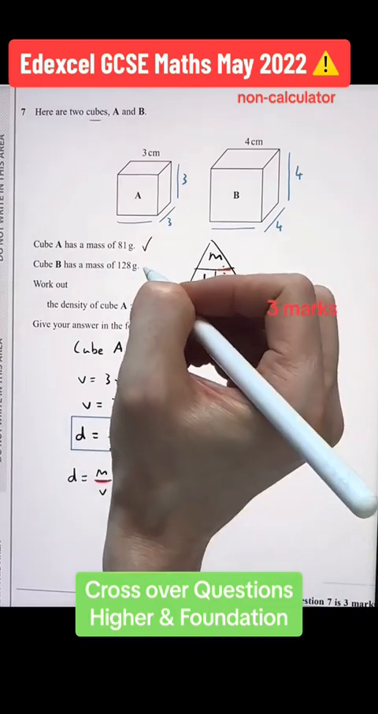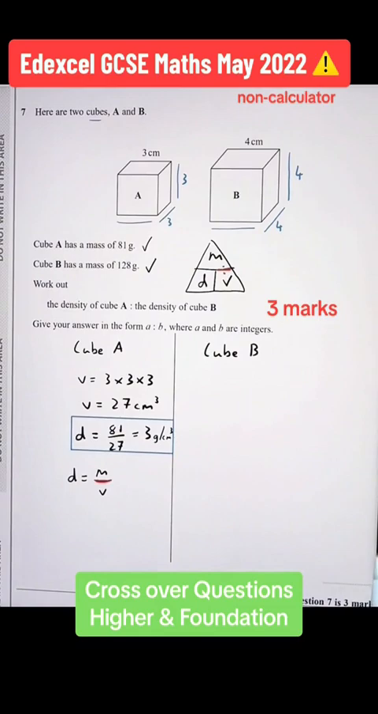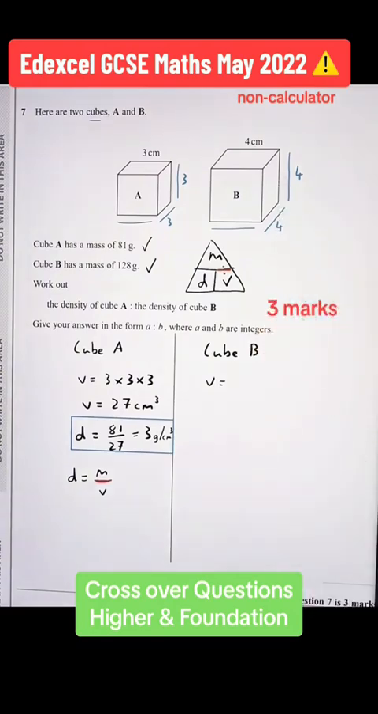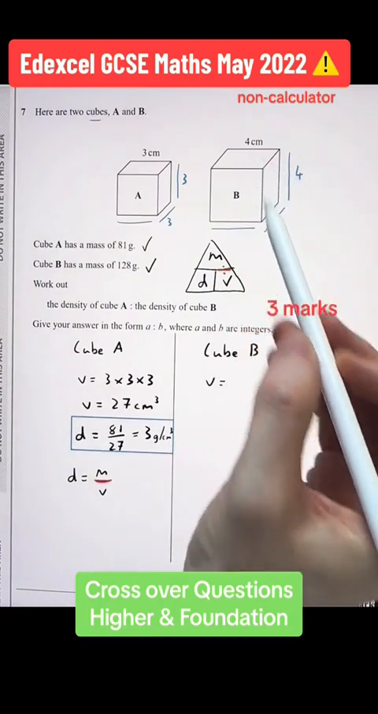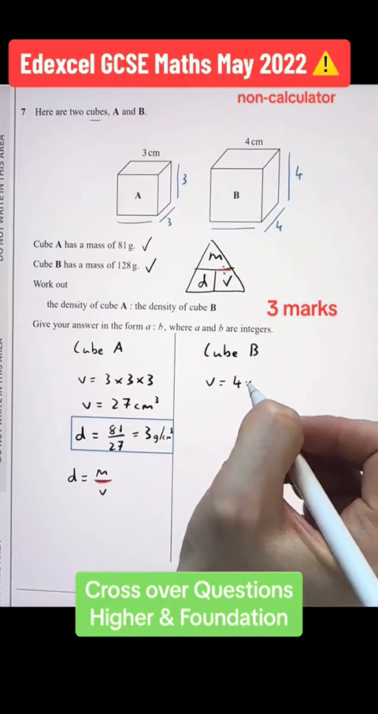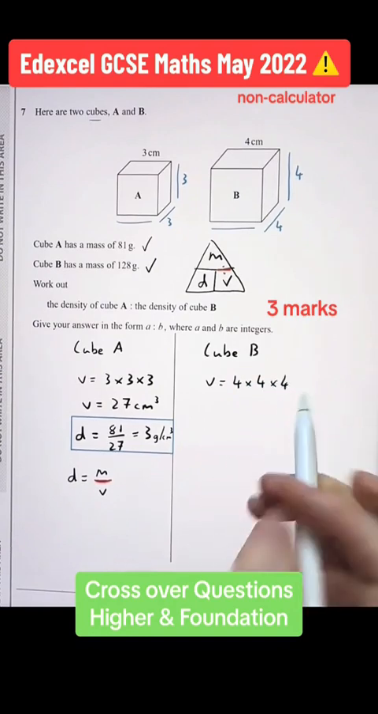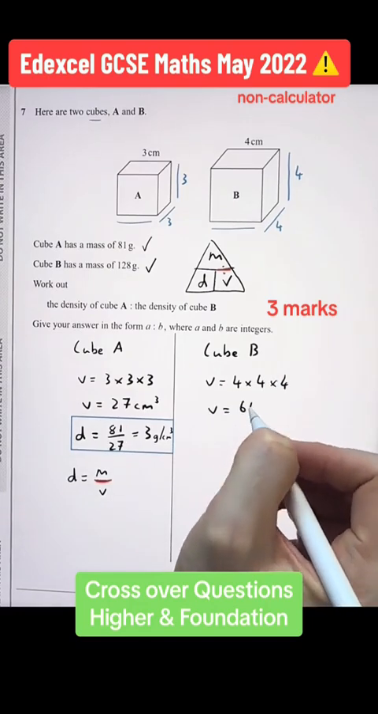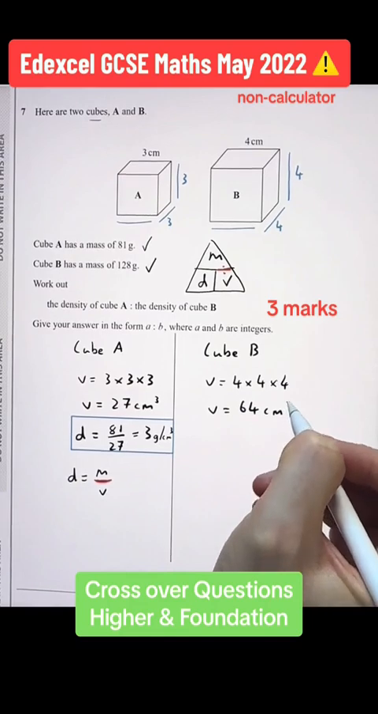For cube B, we know it has a mass of 128 grams. To work out its volume, we know it's going to be the length times the width times the height in any order. As it's a cube, we know length, width, and height are all the same. So it's going to be, in this case, 4 times 4 times 4, or 4 cubed. 4 times 4 is 16, and 16 times 4 gives us 64. So the volume is 64 centimeters cubed, as it's a volume.